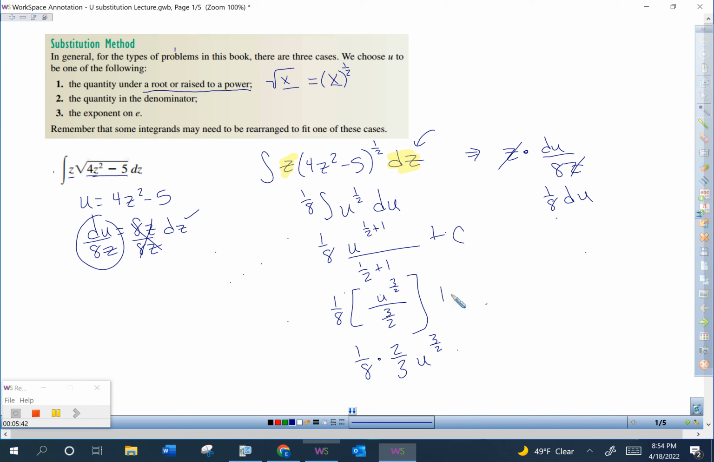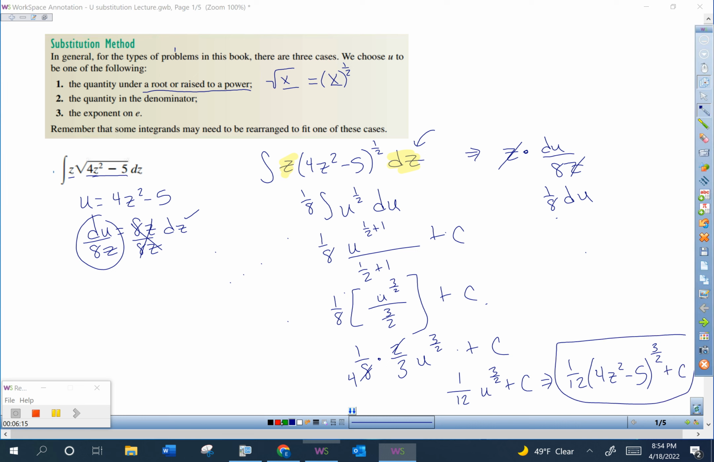Okay, all of these we have this constant attached. We want to make sure that's included. And then we're going to simplify and resubstitute with our 4z squared minus 5. So here we can simplify a little, call it 1 over 12. And then u to the 3/2 power would look like 1/12 times 4z squared minus 5 to the 3/2 plus our constant. And that's it.